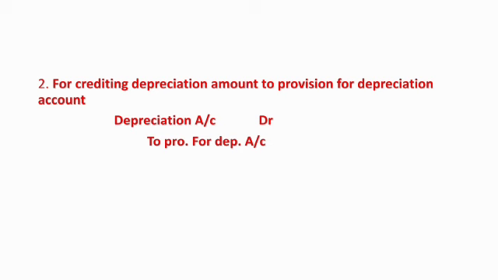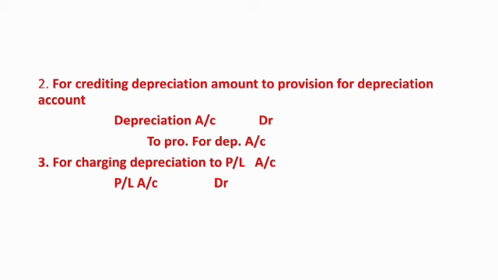Then at the end of every accounting period, we have to close all the temporary accounts by transferring the balance to the trading and profit and loss account. Here, depreciation is also a temporary account, so we have to close that account also by transferring its balance to the profit and loss account. Then the entry for charging depreciation to profit and loss account: we transfer the debit balance of the depreciation account to the debit side of the profit and loss account. So, we debit profit and loss account, and to close the debit balance of depreciation account, we credit the depreciation account. Then the entry: profit and loss account debtor to depreciation account.